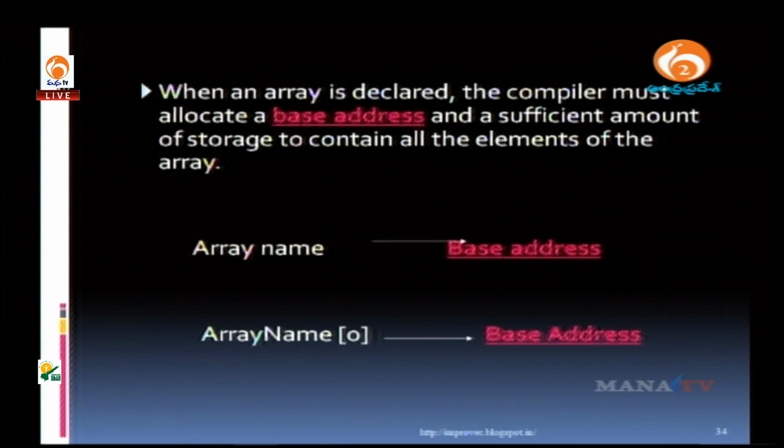First, the array name itself is a base address. For example, if the array name is A, then A of 0 is the base address.